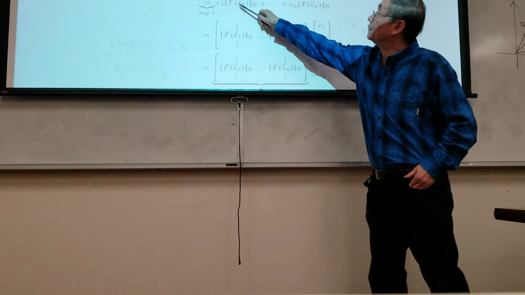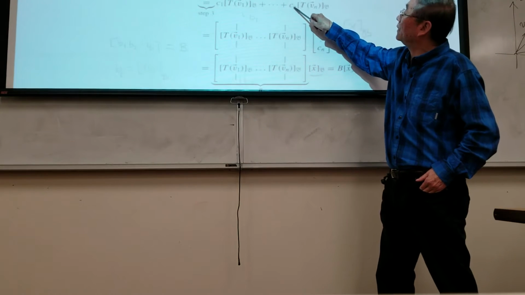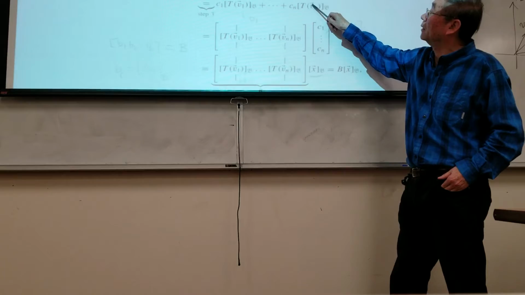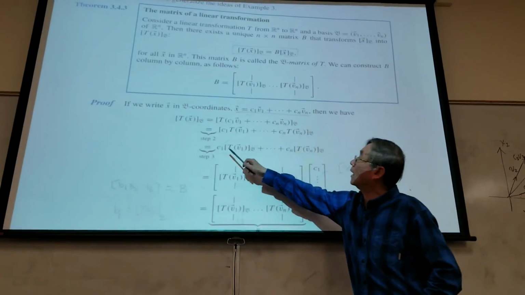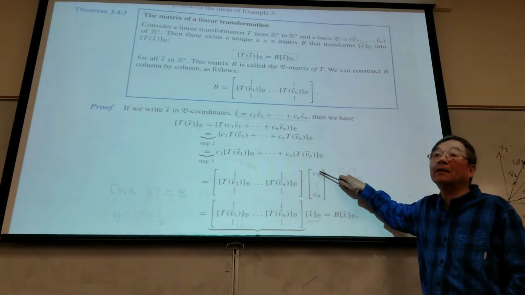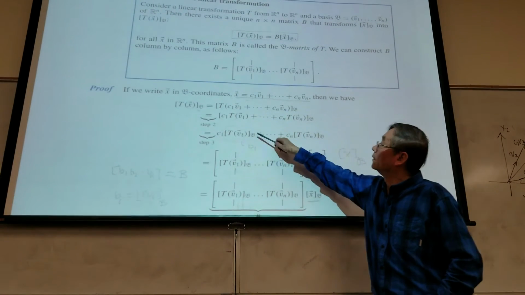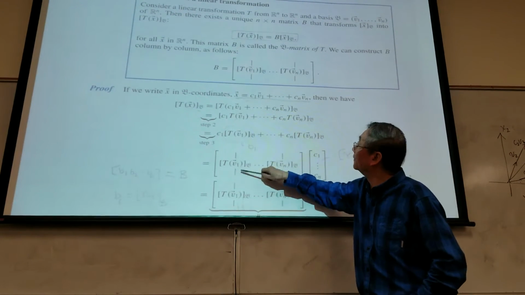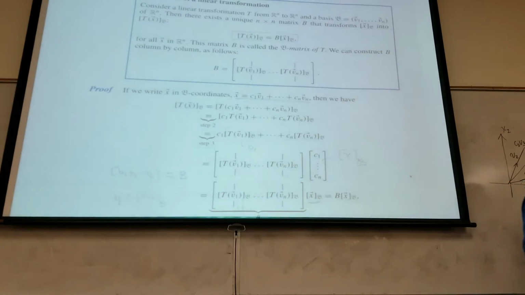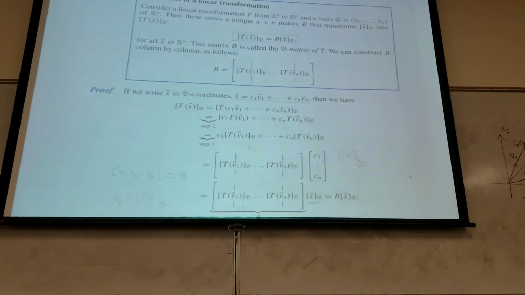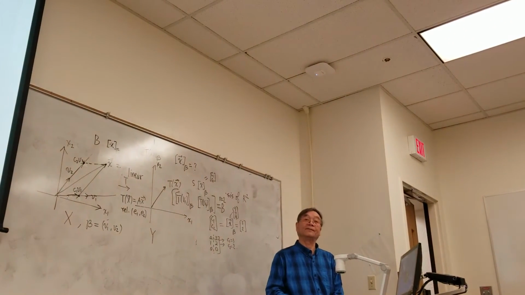C1 times this vector plus C2 times this vector is a matrix times a column. The column is C1, C2, right? How about the matrix? This is the first column. This is the second column. When n equals 2, that's done, right? So now we have proved this, and we are going to use it, okay?